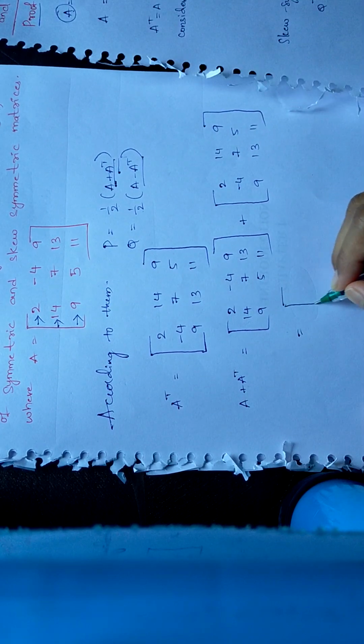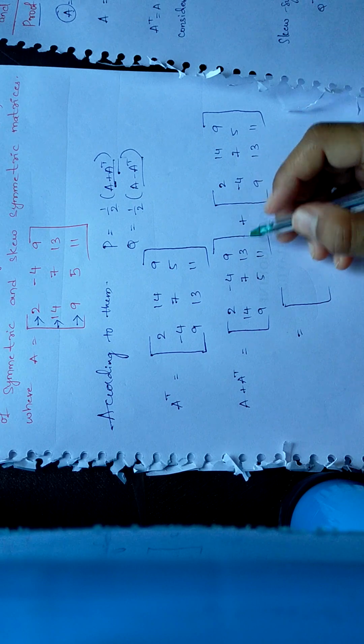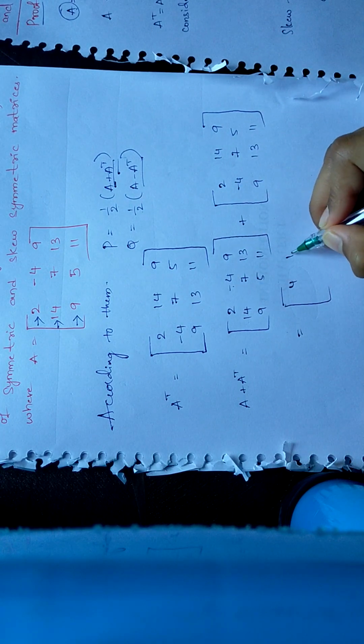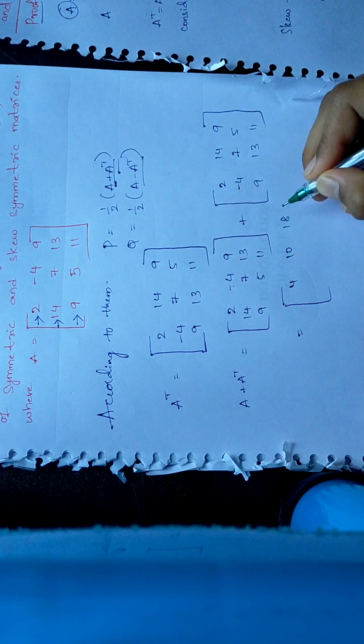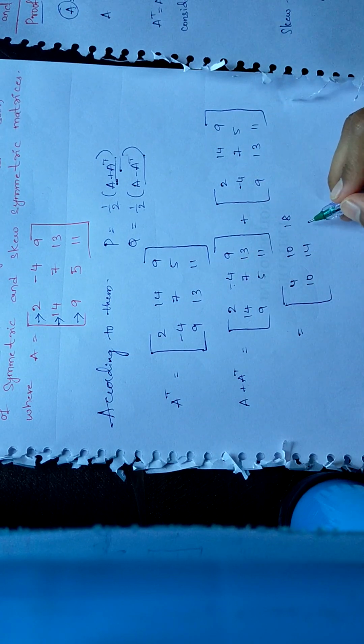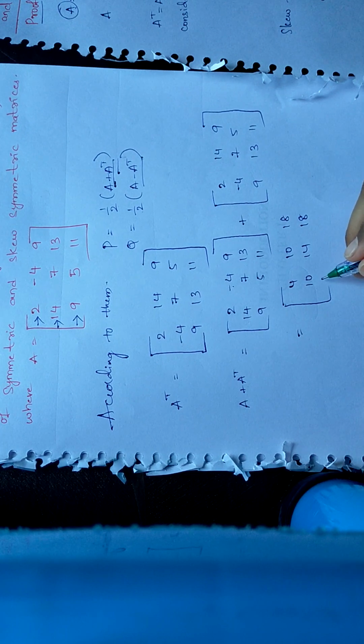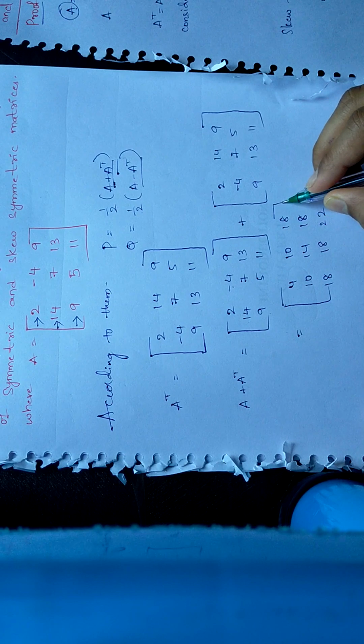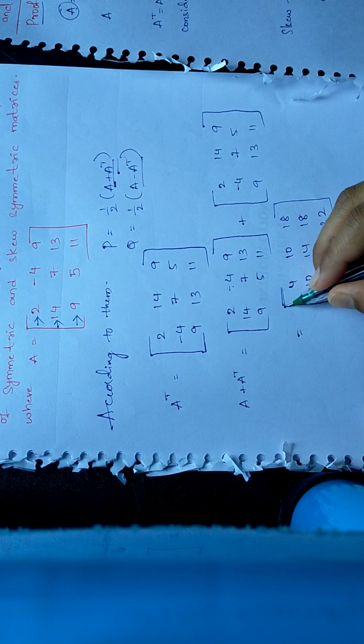Add these two matrices. How will you add? The same position elements. 2 plus 2 is 4. Minus 4 plus 14 is 10. 9 plus 9, 18. 14 minus 4 is again 10. 7 plus 7, 14. 13 plus 5, 18. 9 plus 9, 18. 5 plus 13, 18. 11 plus 11, 22.